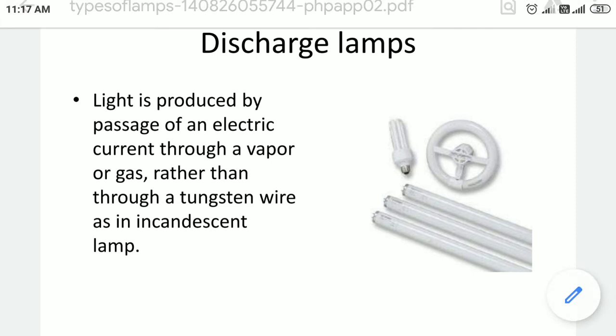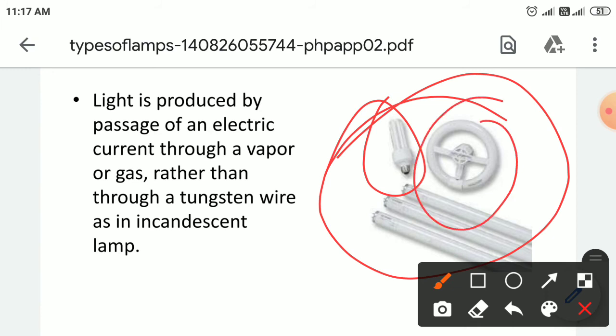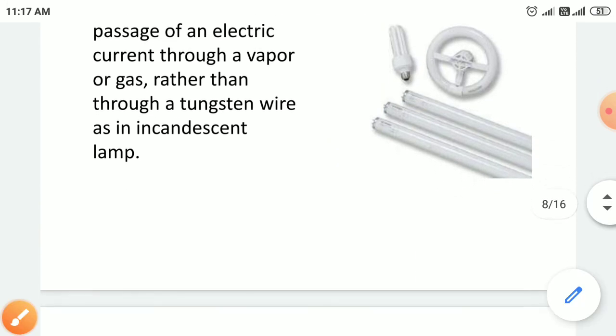You can see some of the few examples of discharge lamps. You have this small one, which is used for household applications. We have different sizes and different shapes of discharge lamps in the markets.